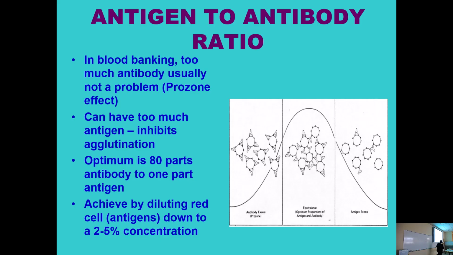Then you have your postzone at this end, and in the postzone you have antigen excess, so there's just not enough antibody to cross-link because there's so much antigen, lots of extras all over the place. We get this optimum 80 to 1 by diluting down our red cell antigens to a 2 to 5% cell suspension. We use a 3% cell suspension in order to get the optimum 80 to 1 antibody to antigen ratio.